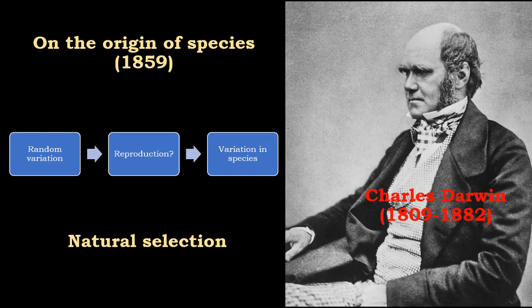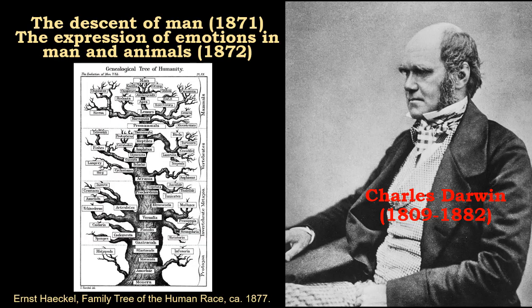Now, Darwin went a bit further. In The Descent of Man in 1871 and in The Expression of Emotions in Man and Animals in 1872, he departed from his friend Alfred Russel Wallace. Wallace said this process applies to all living organisms, but not to humans. But for Darwin, there is no difference whatsoever.